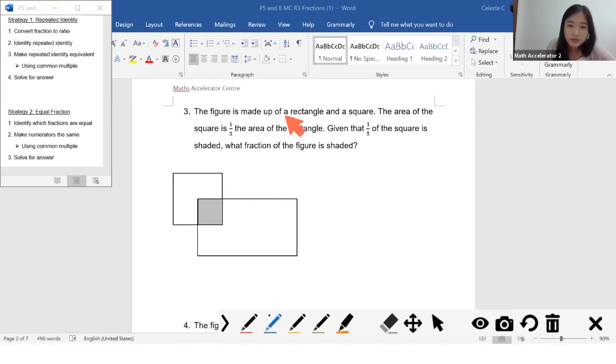Okay, the figure is made up of a rectangle and a square. The area of the square is 1/3 the area of the rectangle. Right, so once you see this fraction, draw the arrow. All right, given that 1/5 of the square is shaded, what fraction of the figure is shaded? Right, so let's write down the first ratio first. So square and rectangle. Okay, so your square is 1 and rectangle is 3.